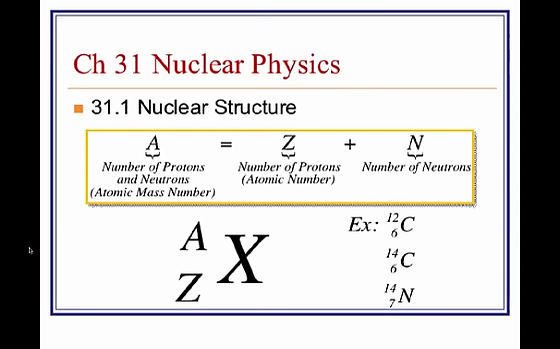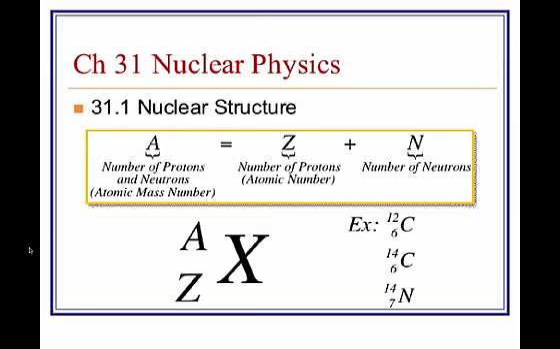Now, the way these numbers work is A represents the number of protons and neutrons. It's the atomic mass number for an element. So the number of protons and neutrons for carbon-12 is 12. The number of protons and neutrons for carbon-14 is 14. It's how many total protons and neutrons.